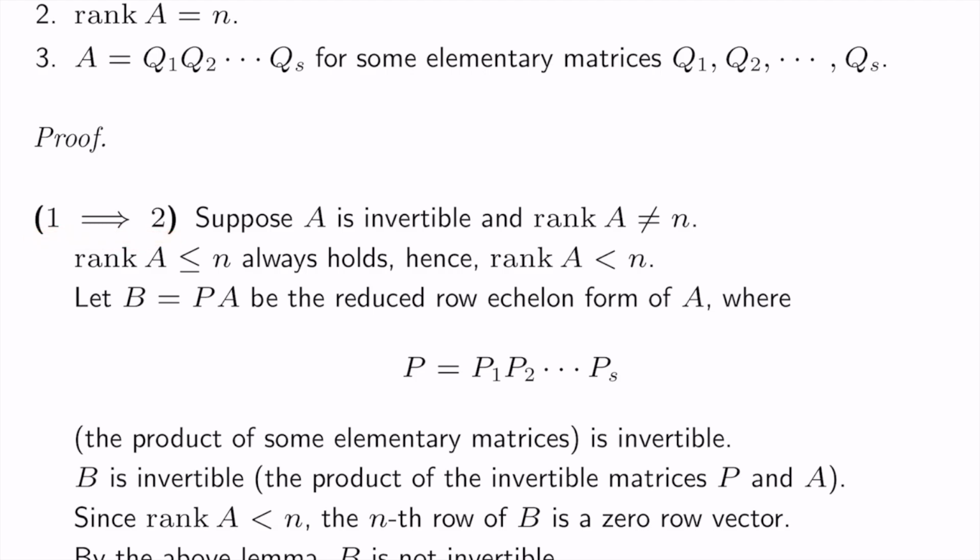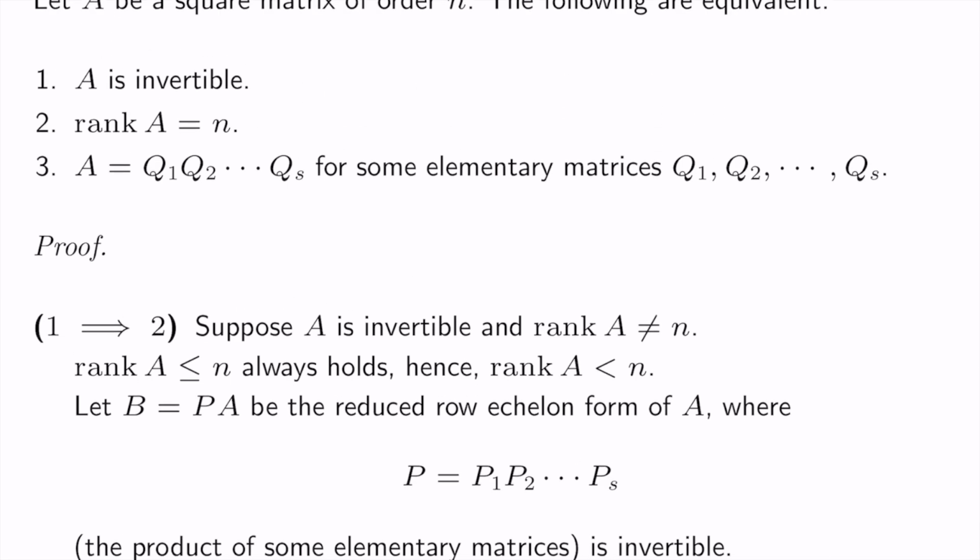To prove this, we use proof by contradiction. So we assume A is invertible, so that's the premise, and the rank of A is not n. So from that, we draw a contradiction. But the rank of A is always less than or equal to n, the size of the matrix. So assuming the rank of A is not equal to n implies that the rank of A is strictly less than n.